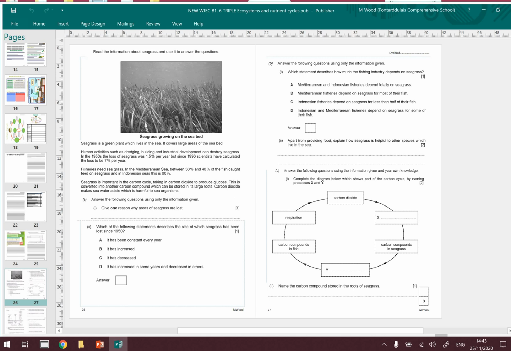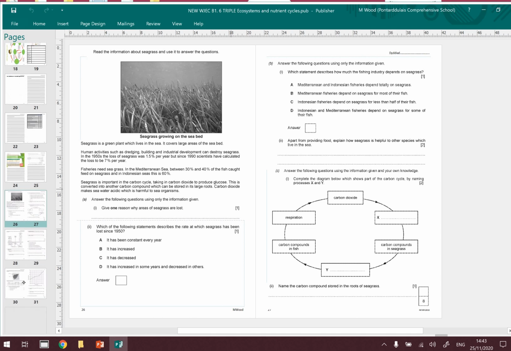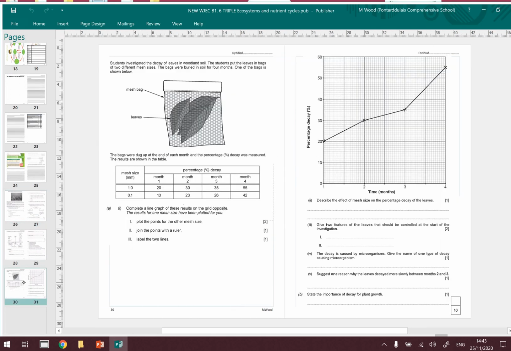Then the next question I want you to do is on pages 30 and 31. We're going to skip 28 and 29 because that's the nitrogen cycle, which is next lesson. 30 and 31 is all about decay. So we've got some graphical skills to have a go at on this one, graphing skills, reading off data and analysing the data and comparing the different mesh sizes in these bags for decay.